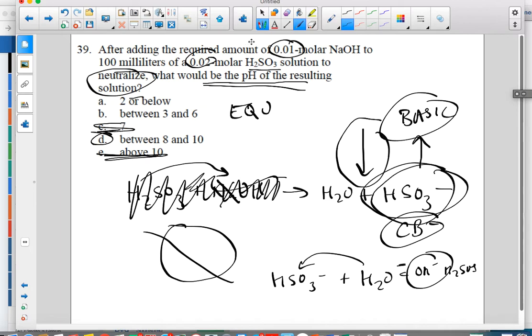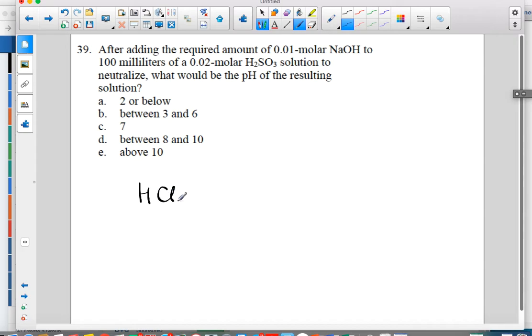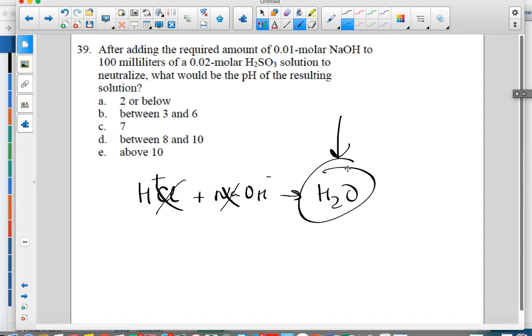It's not going to be 7. The only way something would be 7, think about it like this. If I have HCl plus NaOH and I react those, cross out the heartbreakers. Well, I have H plus and OH minus. The only thing left on this side is water. Since that's the only thing left, that's why it's a pH of 7.